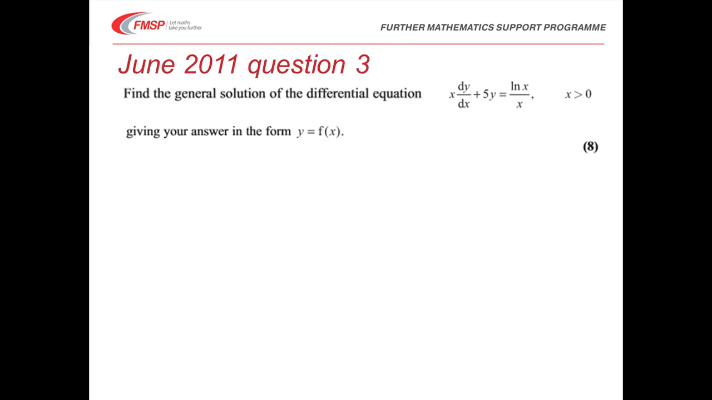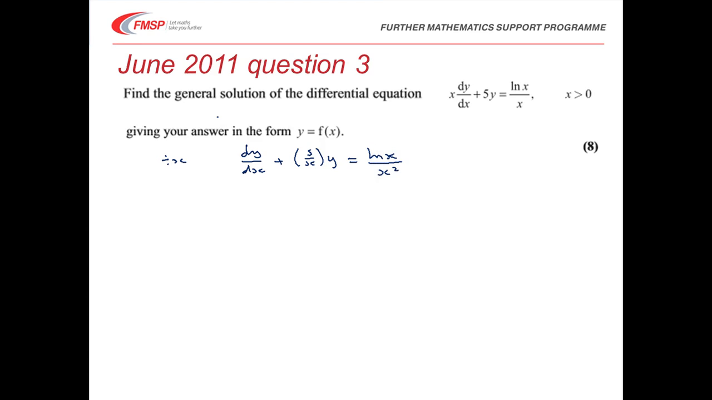So to start with, we need to ensure that we have the correct form of the differential equation. We certainly can't separate the variables, so the only method that we can apply is to use an integrating factor. And in order to use the integrating factor successfully, we need to divide through by x. So we need to ensure that we have dy by dx on its own plus 5 over x y equals ln x, and don't forget to divide the right hand side by x as well.